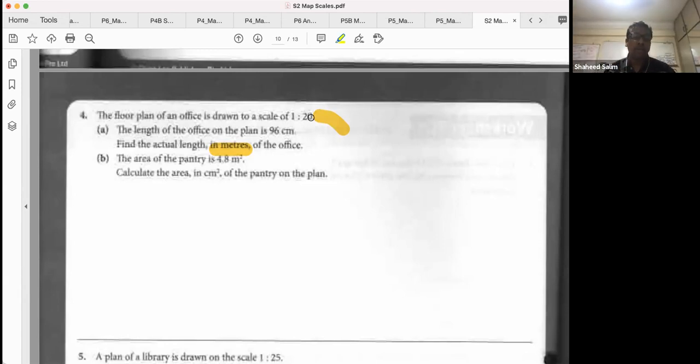Well done, Miss Inshira. So Ryan and Inshira got it correct here. Shafi, what is your mistake? You got 1920, which is correct. But remember, you are supposed to change it. This is in cm. You divide by 100, you get 19.2 meters. That is your mistake. Do you get it now? All right, so go to the next one.